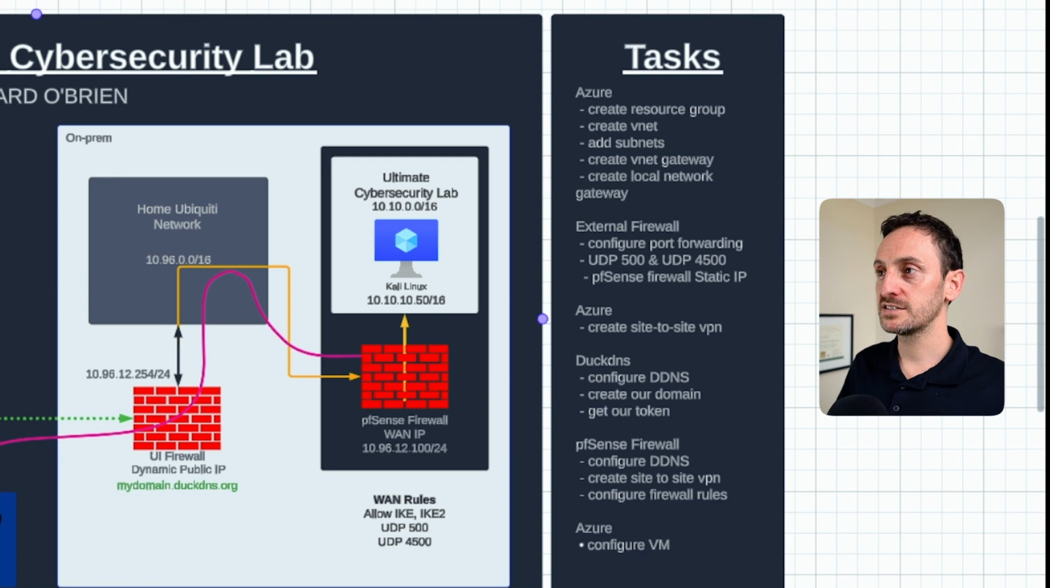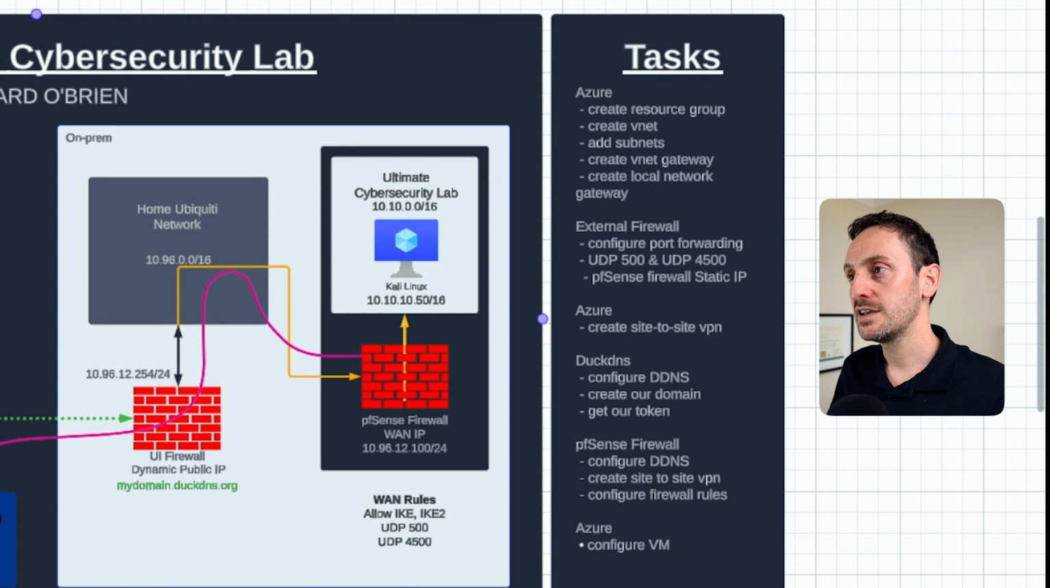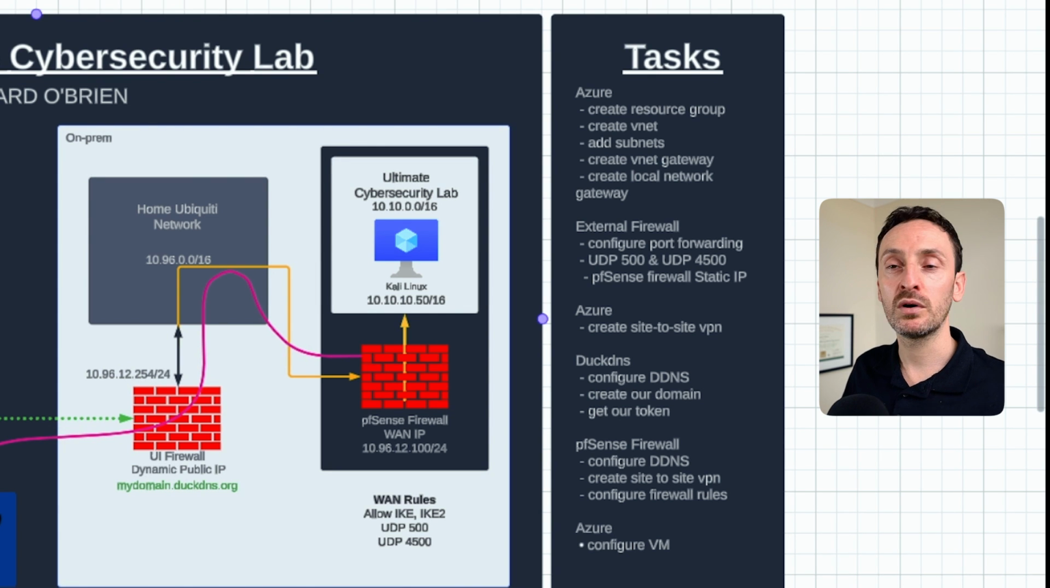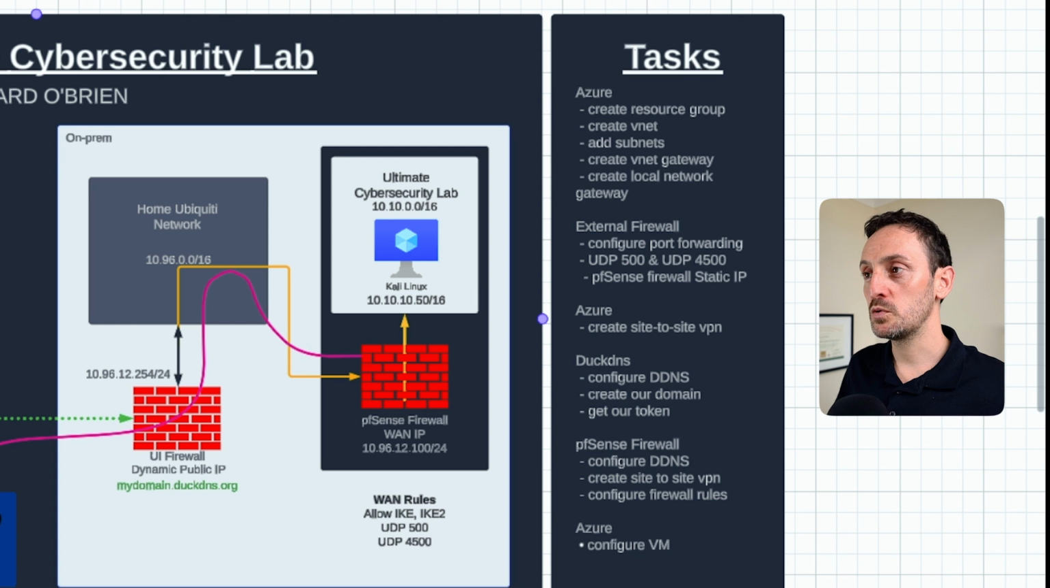If you look at the tasks along the left here, what we're going to do first, we're going to go into Azure, we'll create the resource group, the VNet, and then we'll add the subnets, and then we're going to create our VNet gateway and the local network gateway. Then we'll go to my external firewall and I will configure the port forwarding for UDP 500 and UDP 4500. And then I will also make the WAN interface a fixed IP. I can show you how I'm going to do that.